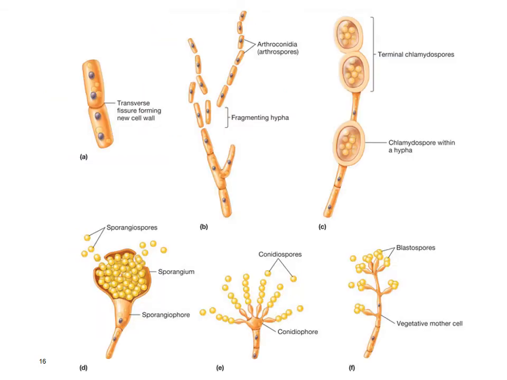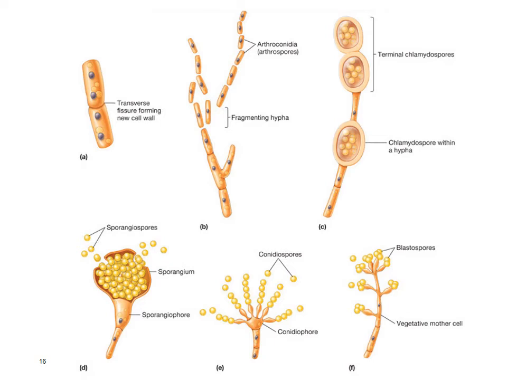Here we have a diagrammatic representation of asexual reproduction in the fungi and some representative asexual spore types. In A, we can see an example of transverse fission occurring. In B, we can see a hypha that is fragmenting, that is by the separation of hyphae through splitting of the cell wall or splitting of the septum. And this fragmentation forms cells that behave as spores, and these cells are called arthrospores.